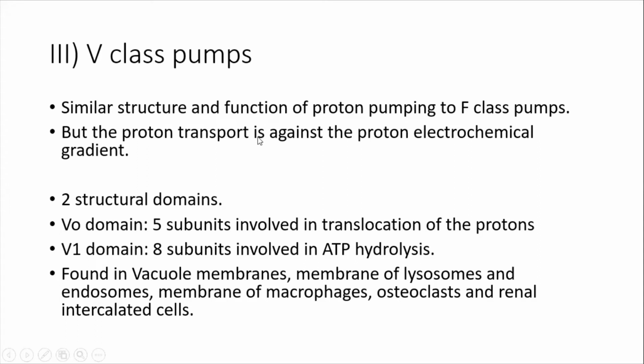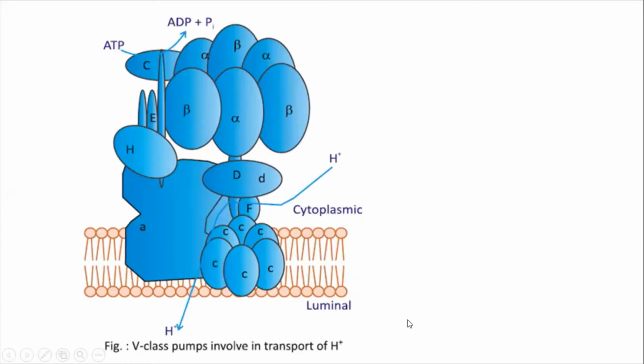Okay, so they are similar in structure and function of the proton pumping to the F class pumps. Okay, but the proton transport is against the proton electrochemical gradient. Now again here V0 V1 is there. It has got 5 and 8 subunits. ये कोई नहीं पूछेगा. Found in the vacuole membranes and the lysosomes, endosomes हो गया, macrophages हो गया, osteoclasts and the renal intercalated cells. Okay, looking at the diagram, थोड़ा बहुत it looks like an F class pump, correct? But it has got more subunits as compared to your F class pumps.